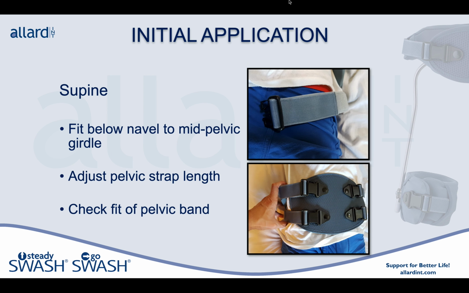Again, our fitting is done while the child is supine. We put on the pelvic section first. And this is something that should be comfortably snug. We do not have to overly tighten it. Again, we want to be able to maybe get a finger or two underneath the abdominal pad to make sure it is not too tight.